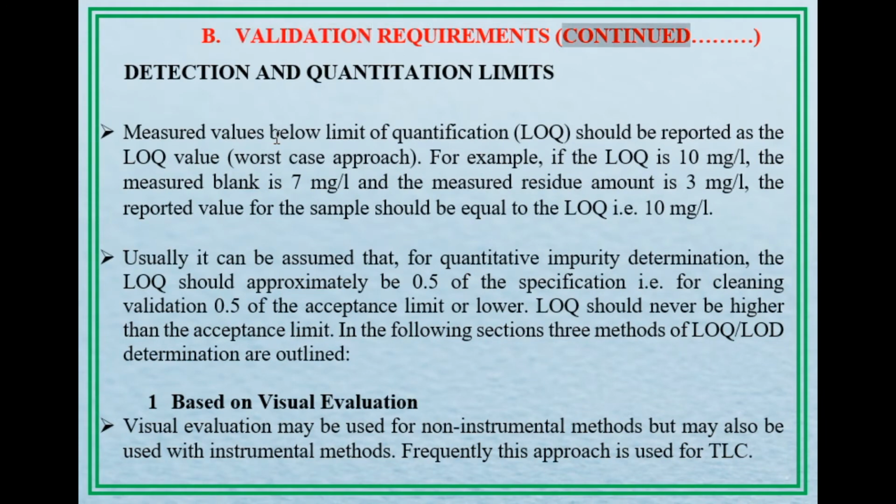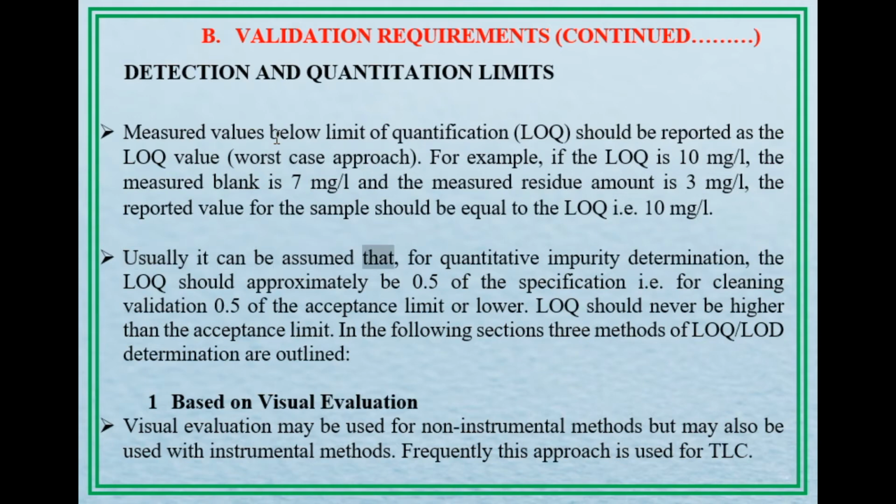Validation requirements, continued. Detection and quantitation limits. Measured values below the limit of quantification, LOQ, should be reported as the LOQ value, the worst case approach. For example, if the LOQ is 10 mg/L, the measured blank is 7 mg/L and the measured residue amount is 3 mg/L, the reported value for the sample should be equal to the LOQ, that is 10 mg/L.